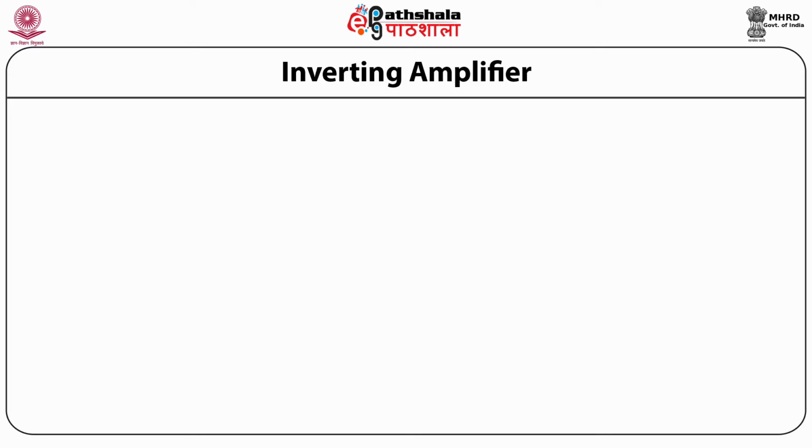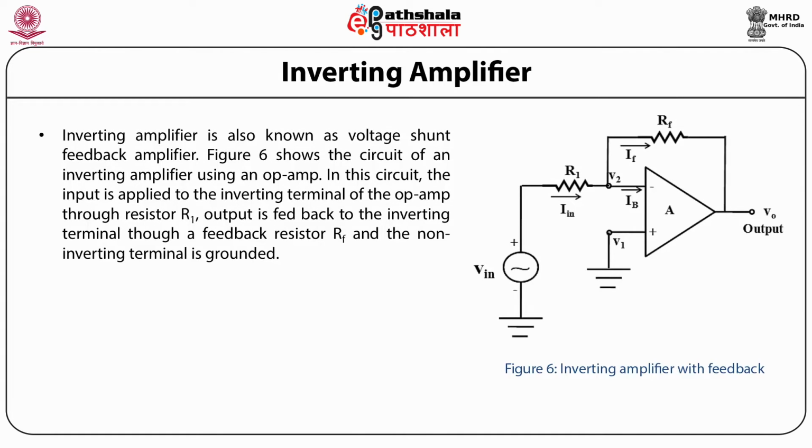We next discuss the inverting amplifier. The inverting amplifier is also known as a voltage shunt feedback amplifier. The figure given below shows the circuit of an inverting amplifier using an op-amp. In the circuit, the input is applied to the inverting terminal of the op-amp through resistor R1. The output is fed back to the inverting terminal through a feedback resistor Rf and the non-inverting terminal is grounded.